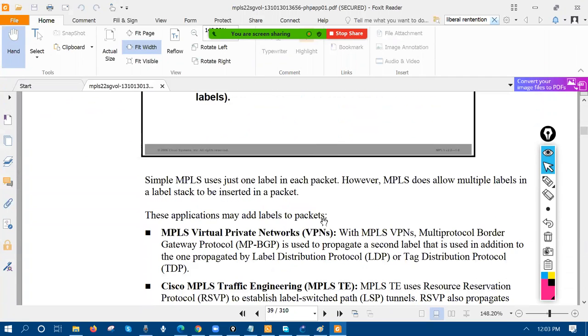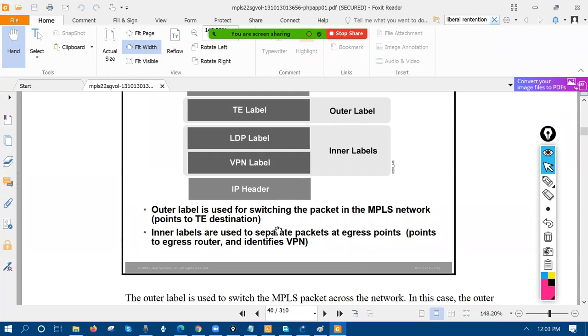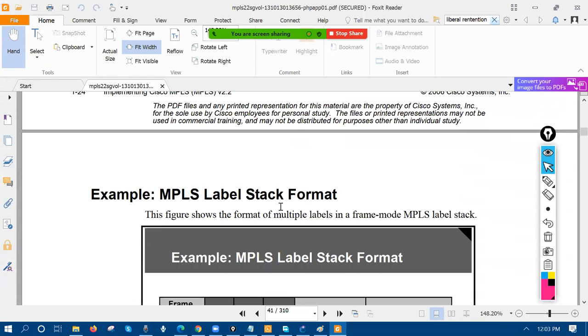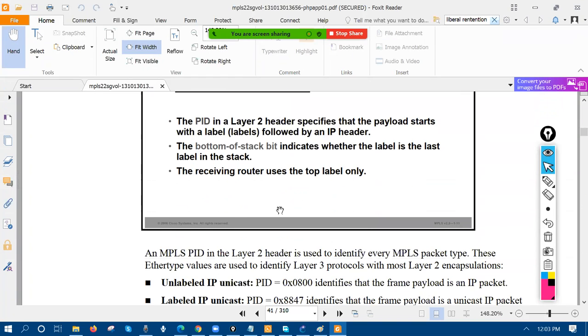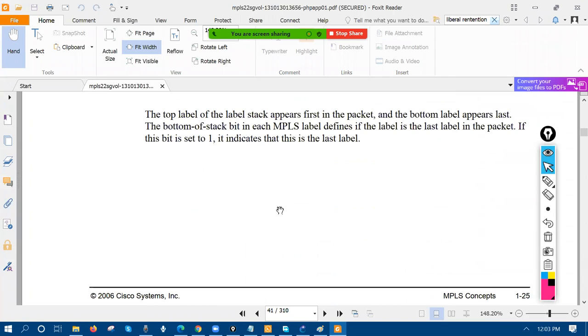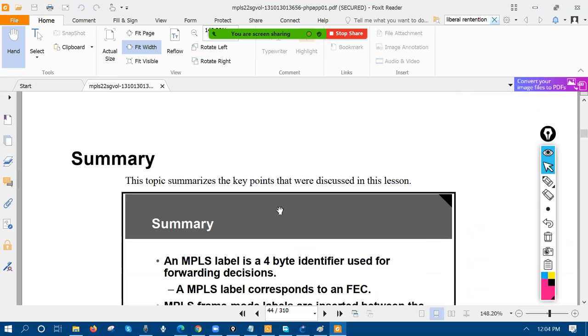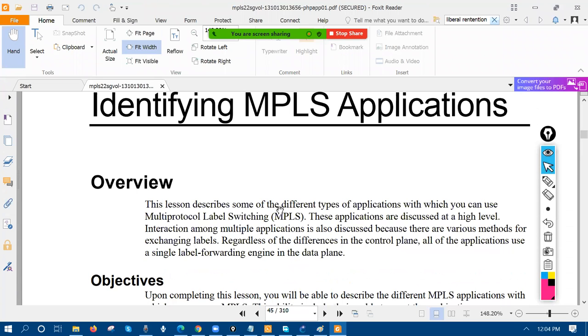You see that these are the TE levels, LDP, VPN levels. I'll explain this part later on, not now, how these things are working. We have already seen the layer 2 header, the MPLS packet, unicast, multicast operations. MPLS VPN is not in use right now. We can discuss it.